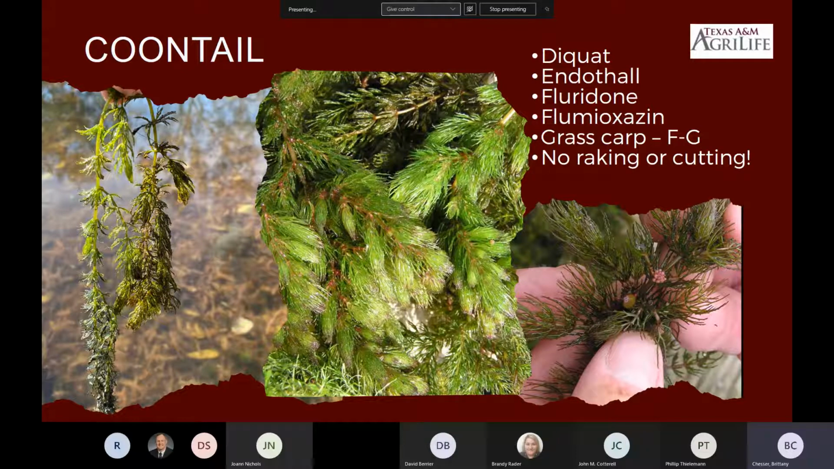And so if you're dealing with one of these situations where you have these very thick, dense stands, contact herbicides probably aren't going to be your best way to go. You're going to have to look at your fluridone options, your systemic options.